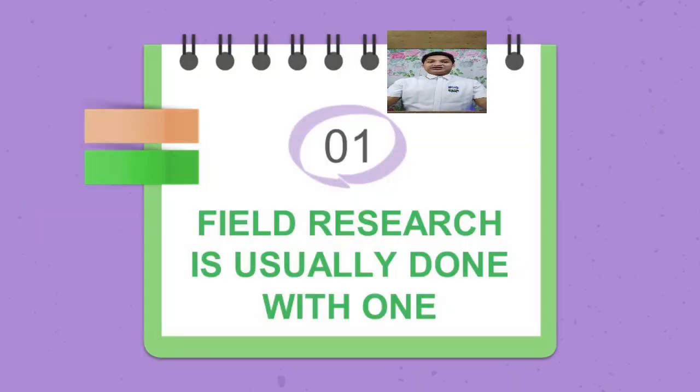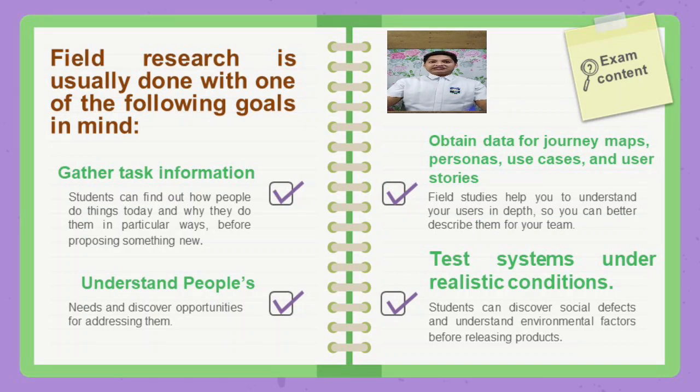Let's now proceed to another topic. Field research is usually done with one of the following goals in mind. Number one, we have gather task information. With this, you can find out how people do things today and why they do them in particular ways before proposing something new, right? Early design research can help prevent big mistakes when creating products and services.